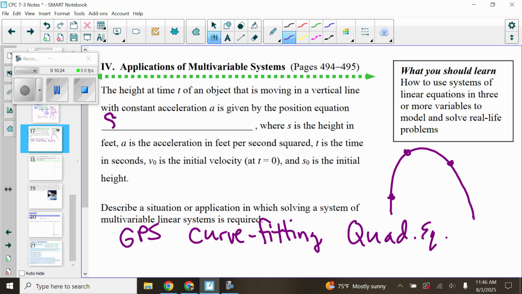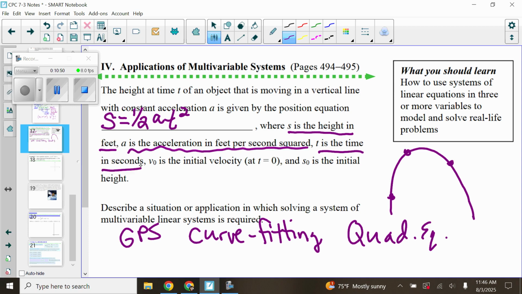So here's the position curve, which is a really cool one. We're going to be using some variables here. It's a quadratic equation, but S is the height. And we're just saying in feet for this one because we're using acceleration in feet per second. That's why we're using feet. And here's what the equation looks like. 1/2 times A, where A is the acceleration in feet per second squared, so it's our acceleration value, times T squared. T is time in seconds.